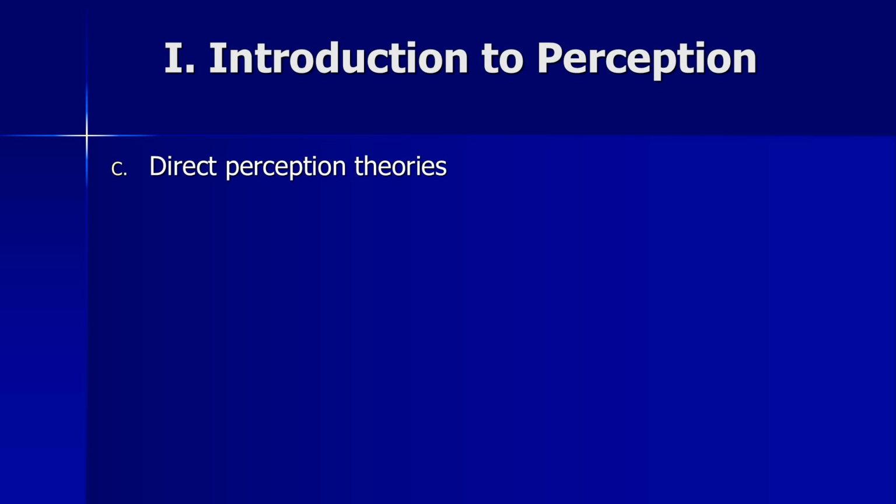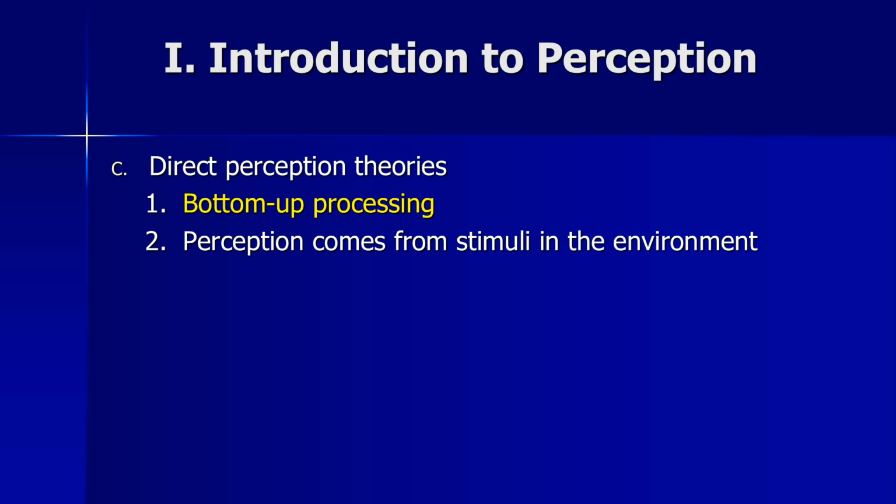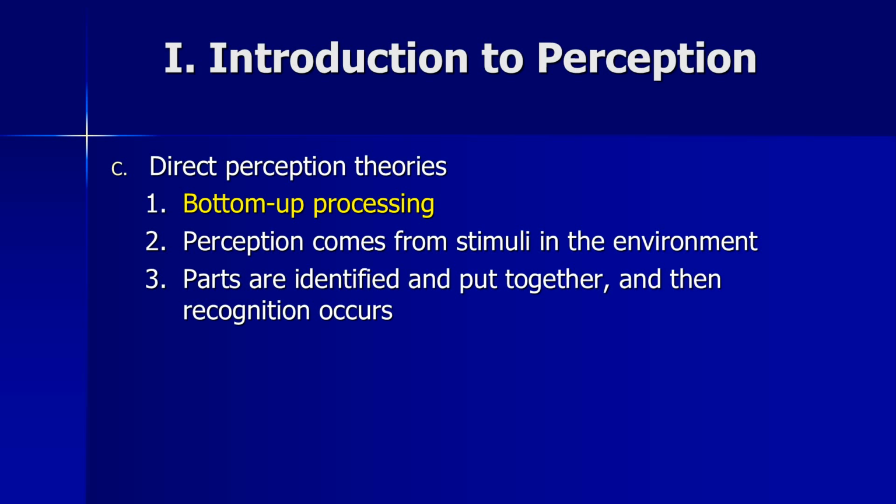There are a couple of different theories we're going to talk about, or approaches to understanding perception. The first of these are what we call direct perception theories, and these involve what we call bottom-up, or sometimes data-driven, processing. In this case, perception comes from stimuli in the environment, and parts are identified and put together, and recognition occurs, or some process occurs by which we actually perceive things in the external environment. So perception occurs, in this idea, based entirely on incoming information, based on the data that's incoming, as we say, from the bottom up.